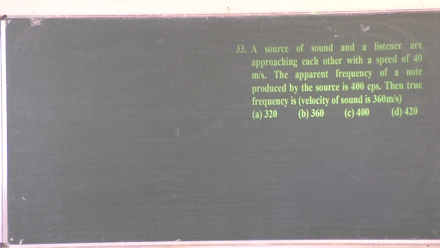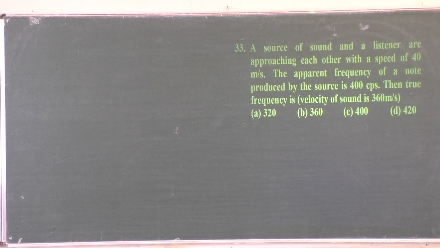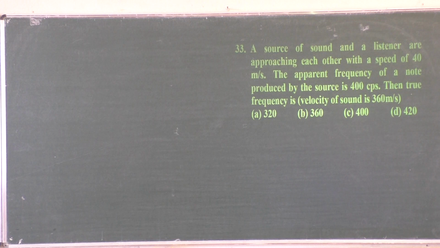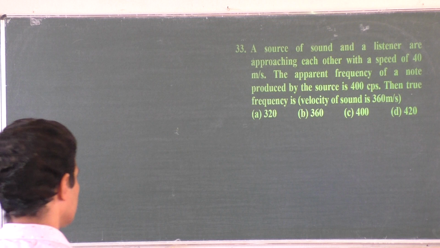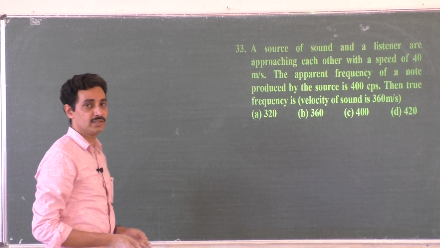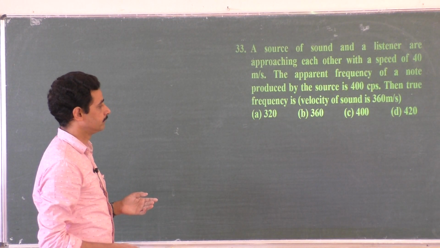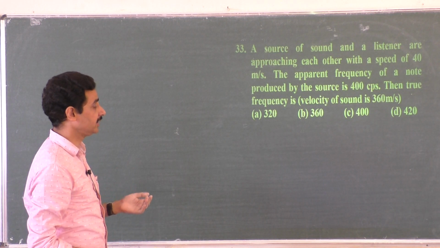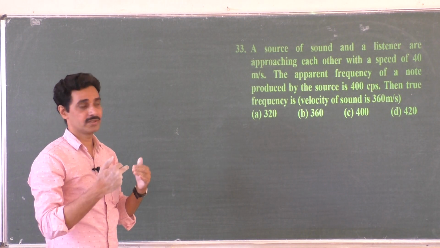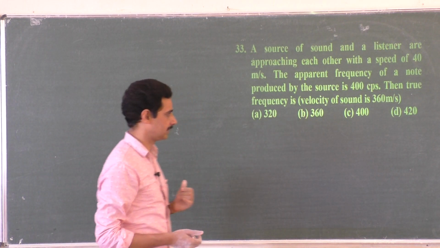We are in the 33rd problem. The 32nd we have finished, correct? So let us move on to the 33rd problem. A source of sound and a listener are approaching each other with a speed of 40 meters per second. So both are approaching each other. The apparent frequency of the note produced by the source is 400 CPS, 400 Hz. They are asking for the true, actual frequency. The actual frequency cannot be greater than 400. Apparent is 400, and apparent is more when they are approaching each other. So true will be less. So either this should be the answer or this one should be the answer.